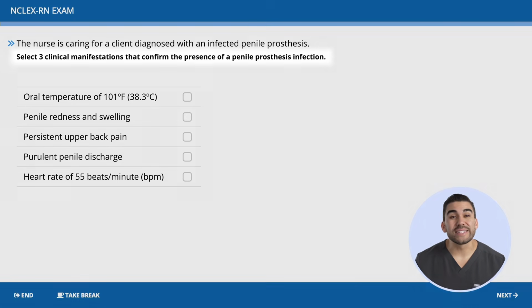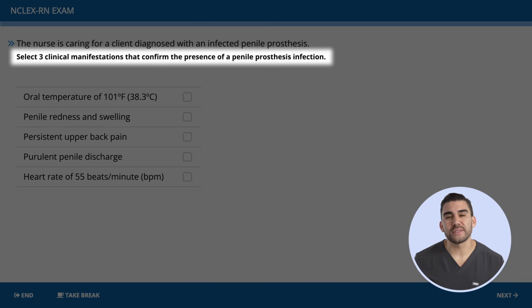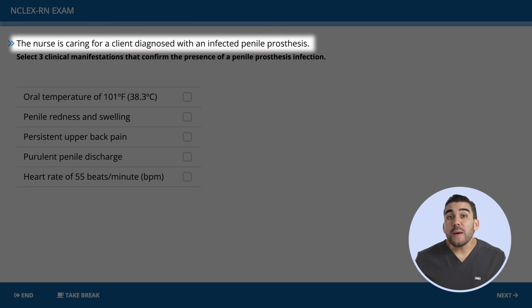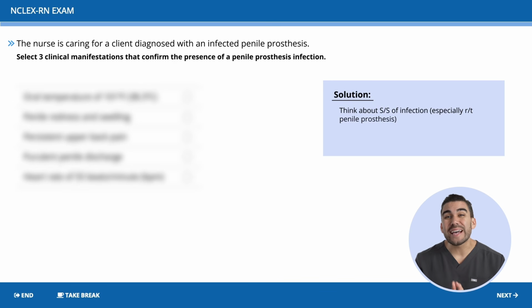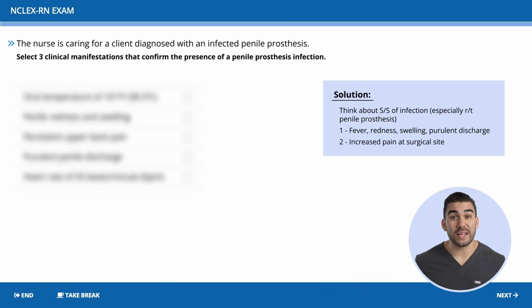This question is asking to select 3 clinical manifestations, or basically signs and symptoms, that confirm the presence of penile prosthesis infection. So the problem here is the infected penile prosthesis. So for the solution, before looking at the options, think about the signs and symptoms of an infection, especially related to penile prosthesis. Well, with any infection on the NCLEX, we're going to see fever, redness, swelling, even purulent discharge that has malodor. Also increased pain at the surgical site.